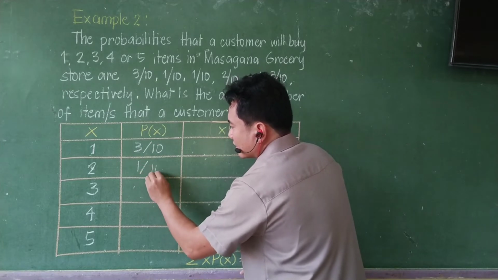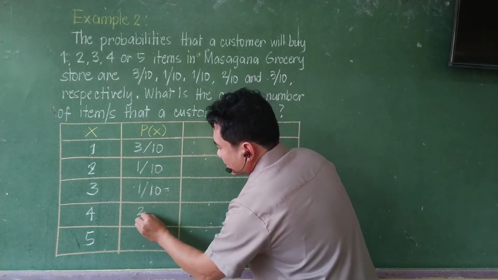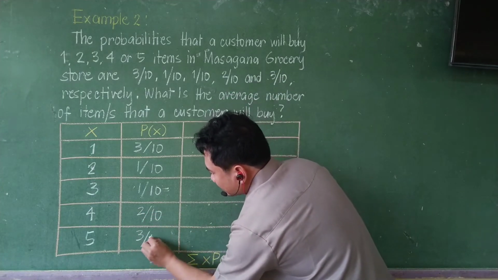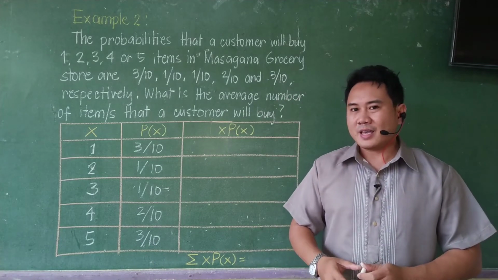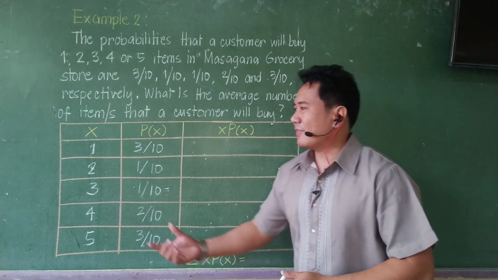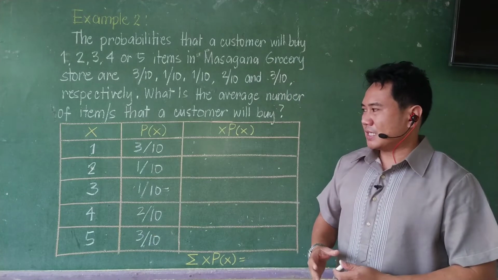3/10, 1/10, 1/10, 2/10, and 3/10. Next, on our third column, we are going to multiply the values of our x with its respective probabilities.